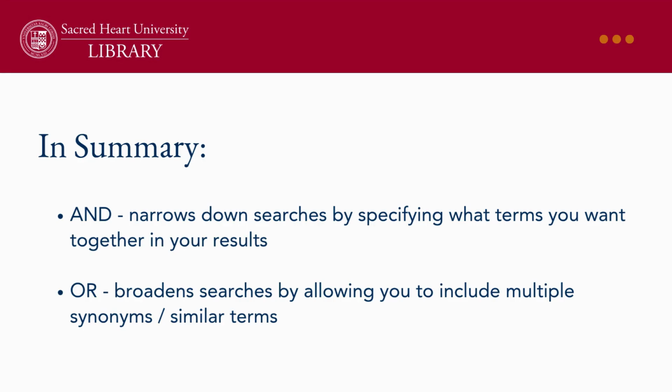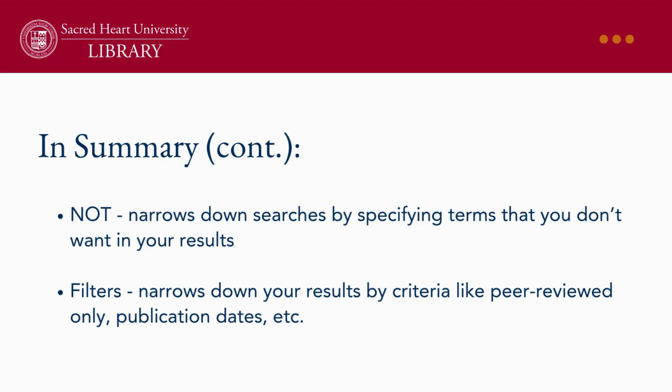So, after that example search, let's just do one quick summary of the basics. Remember, when searching in the library databases, you use AND to narrow down searches by specifying what terms you want to see together in your results. You use OR to broaden your searches to include multiple synonyms and similar terms in a single search. You use NOT to narrow down your searches by specifying specific terms that you don't want to see in your results. Use the filters to narrow down your results by criteria such as peer-reviewed resources only or specific publication date ranges.